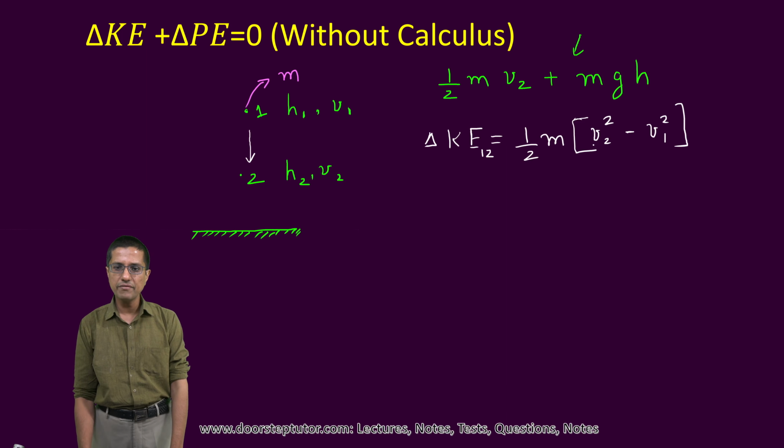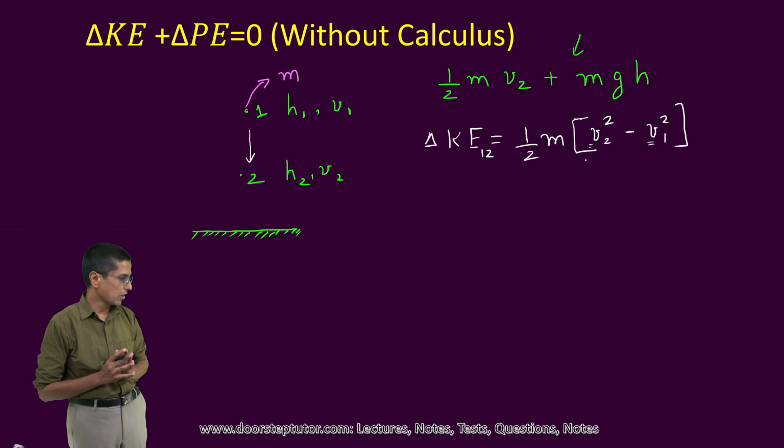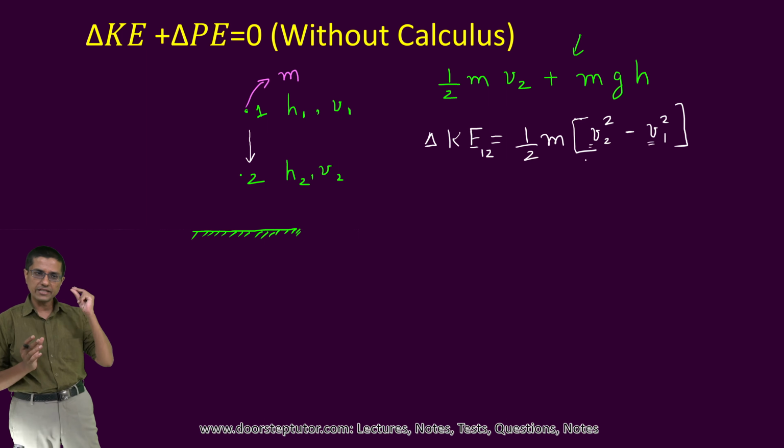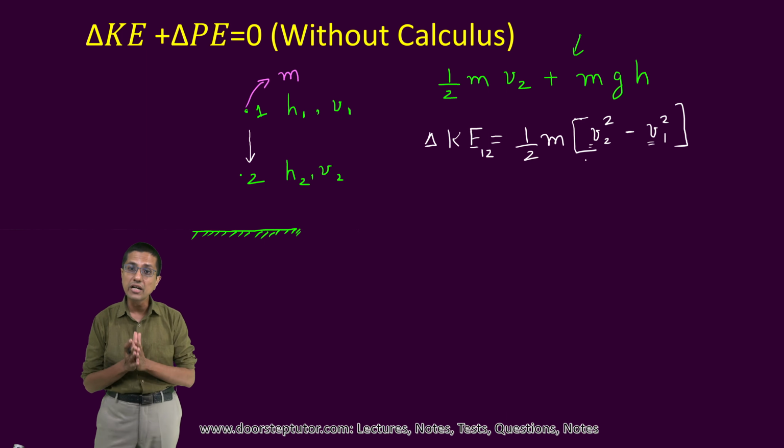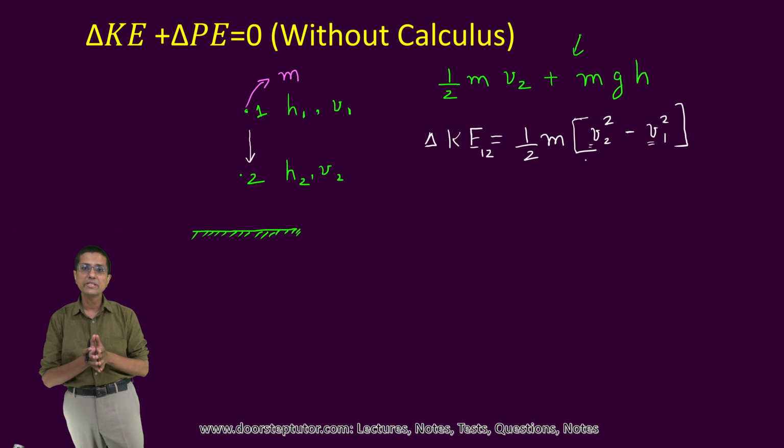Now from here we see that we have squares of two velocities. As soon as we see squares of two velocities, something should come to our mind, and that is the third equation of motion. The third equation of motion actually deals with the squares of velocities.